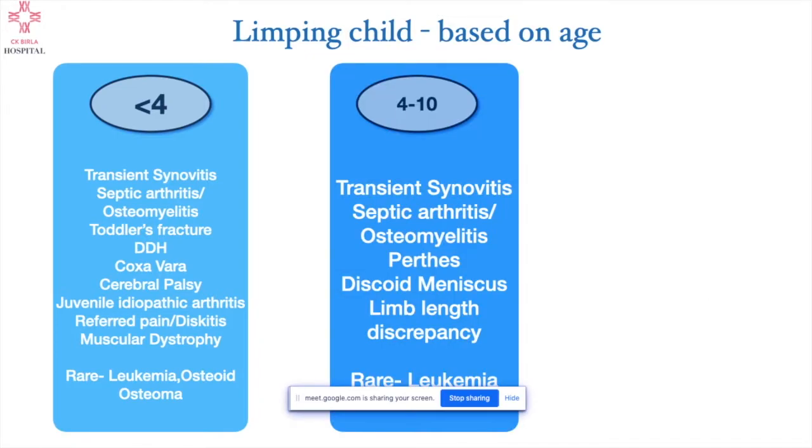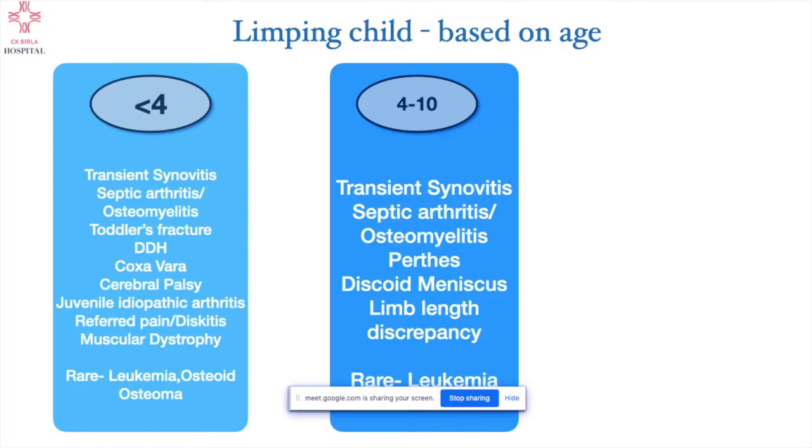At 4 to 10 years of age, the causes are transient synovitis of the hip, septic arthritis, osteomyelitis. Infection is everywhere. Infection is a common cause and is always a differential diagnosis at every age. So keep that as the first diagnosis in any acute painful limp at any age. Septic arthritis, osteomyelitis, abscesses are very common problems. If you at least rule them out, you will at least not do harm to any kid.